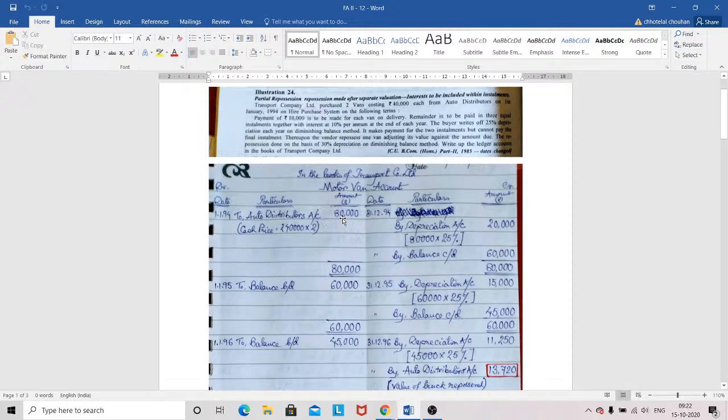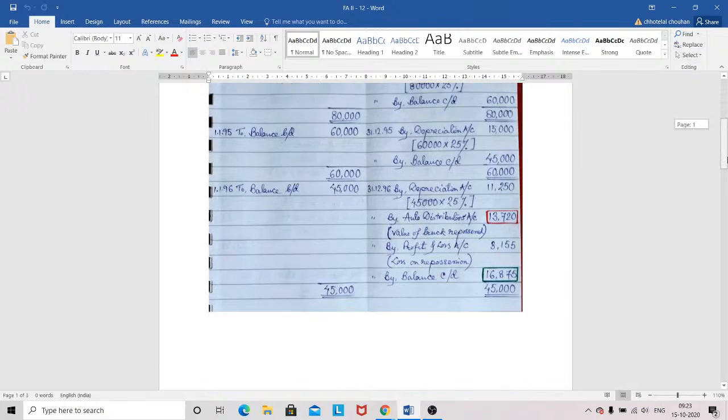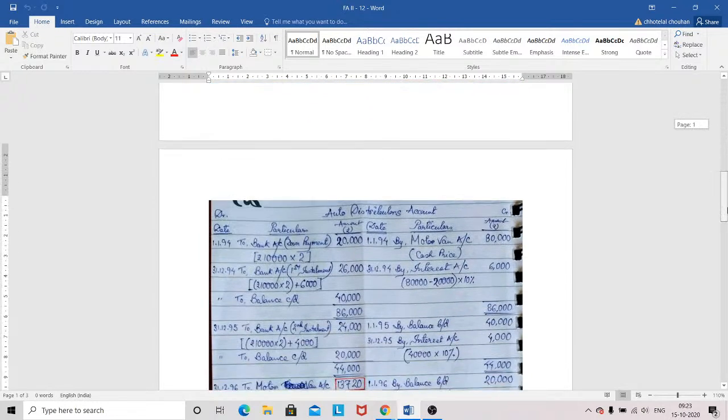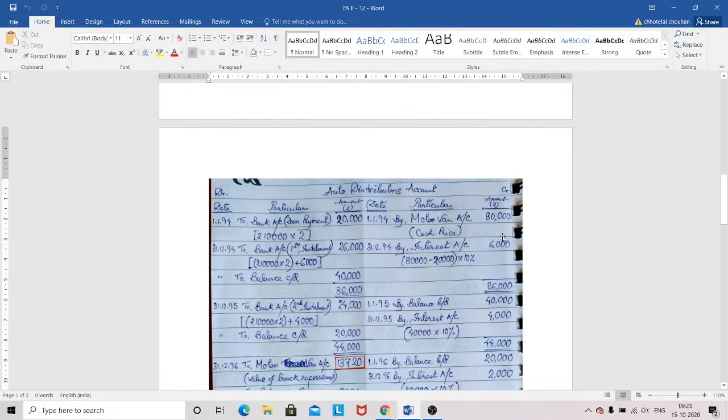Okay, so the journal entry is motor van account debit, or rather you can say asset account debit to hire vendor. Here it will be motor van account debit to Auto Distributor Limited account. In the debit side of the motor van account we have written to Auto Distributor account, cash price 40,000 into 2, it will be 80,000. Similarly on the Auto Distributor account we will write by motor van account, cash price 80,000. Okay, so this is the first journal entry.